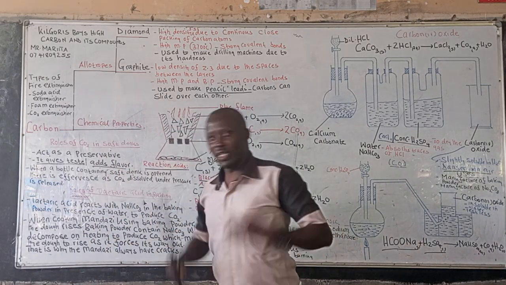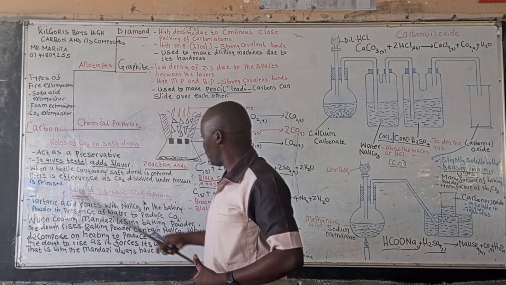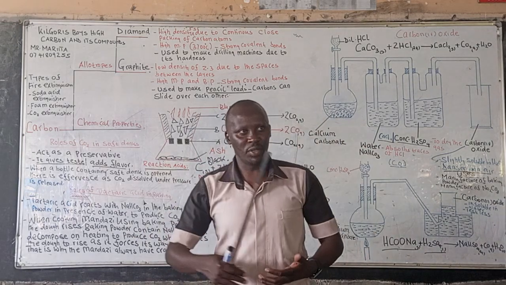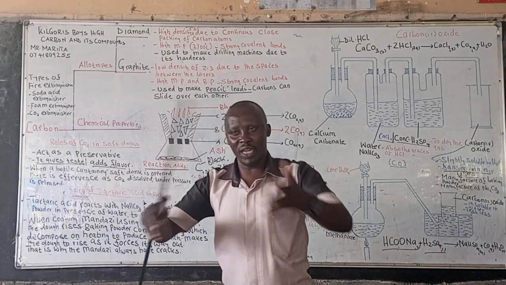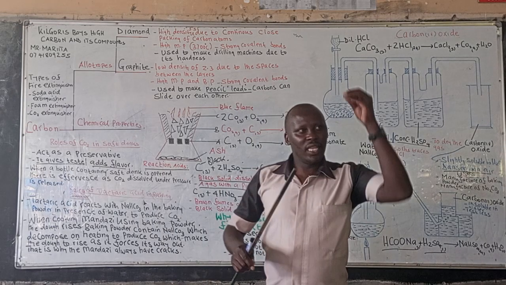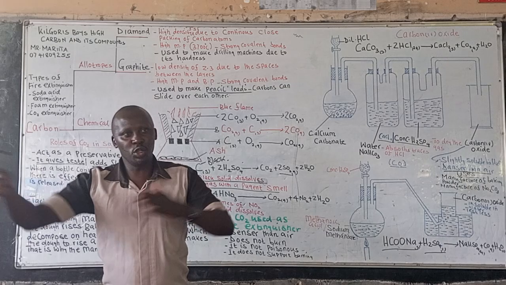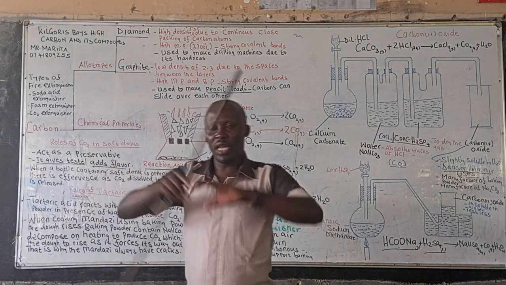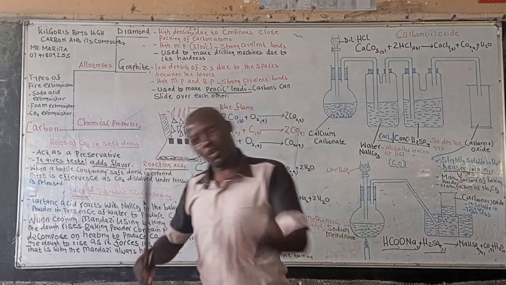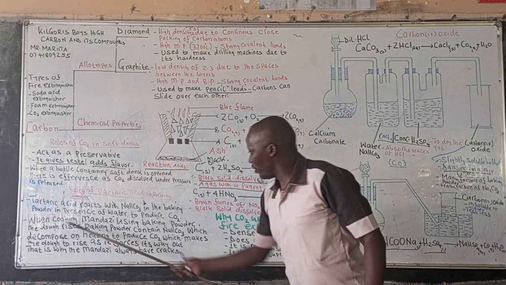So when you're cooking mandasi, what is happening? When you put in the baking powder, the baking powder contains sodium hydrogen carbonate. So when you put that mandasi on the frying pan, it will just rise, it will increase in size. What is happening there? The sodium hydrogen carbonate will just decompose to produce CO2. So as the CO2 finds its way out, the mandasi will increase in size, or we can say the dough rises.